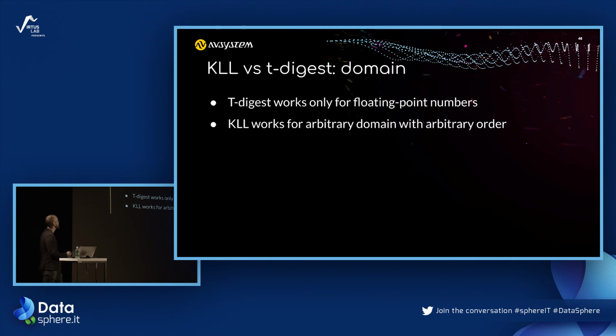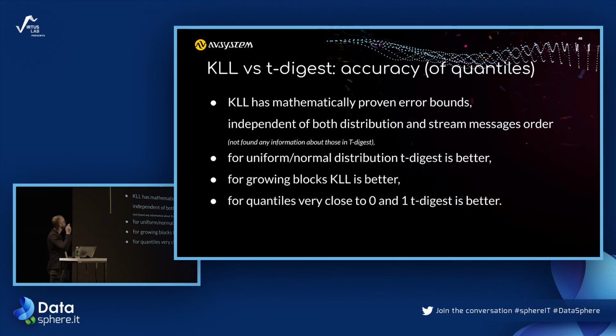So a little comparison. Domain: T-digest works only for floating point numbers, while KLL works for an arbitrary domain with arbitrary order. And accuracy of quantiles: KLL has mathematically proven error bounds, independent of both distribution and stream message order. For uniform and normal distributions, T-digest is better. For growing blocks, KLL is better, and this is an example of a nasty distribution and order of your data in which T-digest doesn't work well. And for quantiles very close to 0 and 1, T-digest is better.